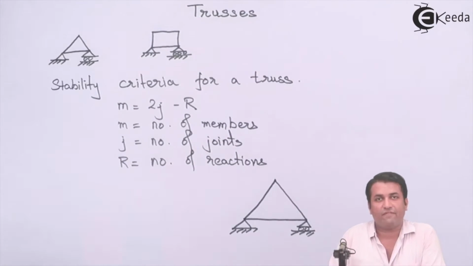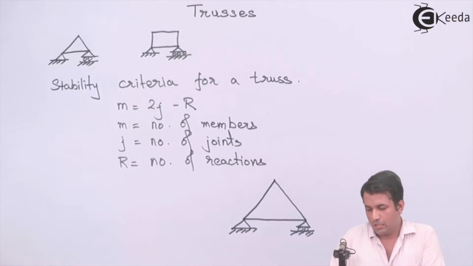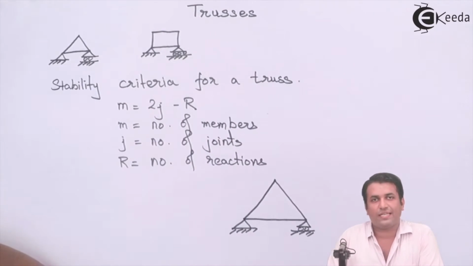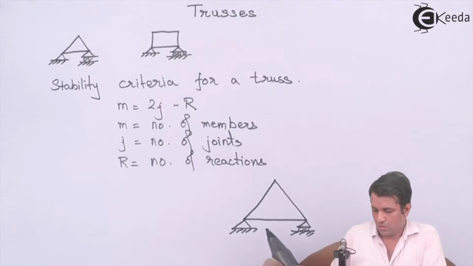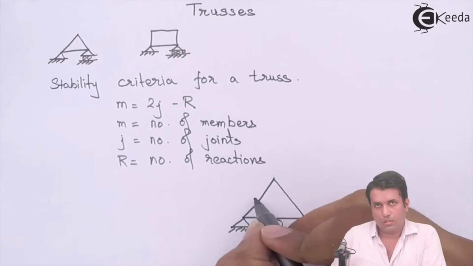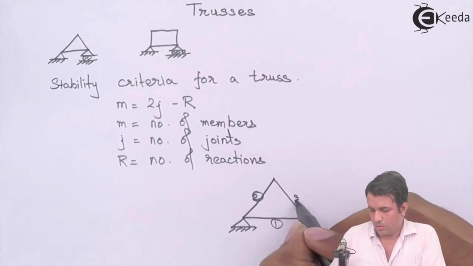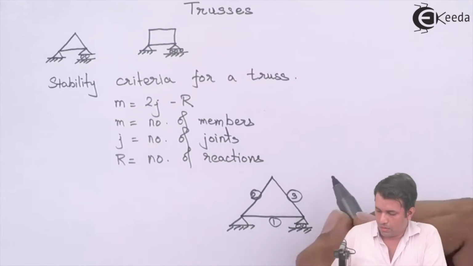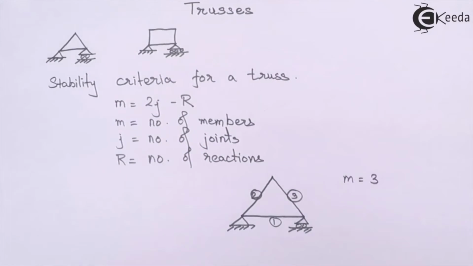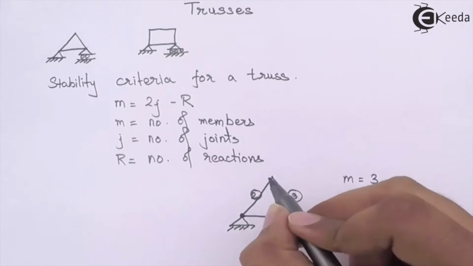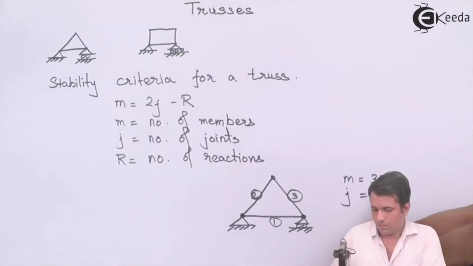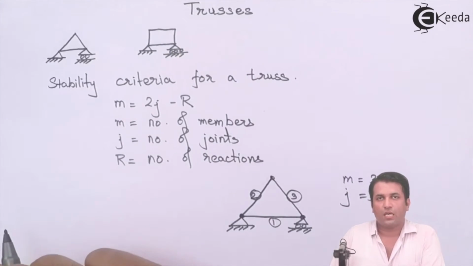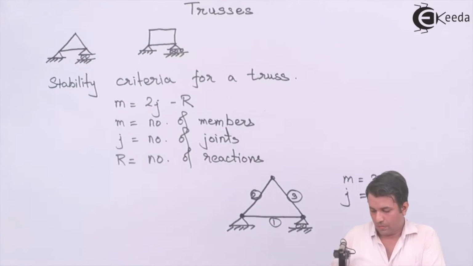The triangular truss that we had seen initially. Now, this truss has three members: 1, 2, and 3. J, the number of joints: we have 3 joints. Reactions.